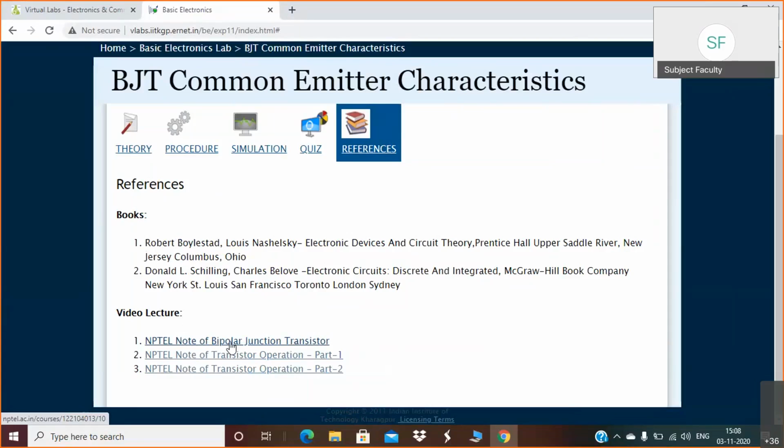So I hope you all know what is NPTEL. Okay. So there are many videos taught by IIT professors. These are already combined on the NPTEL platform. So it stands for National Program for Technical Education Enhanced Learning. Technical Education Learning. You see that.